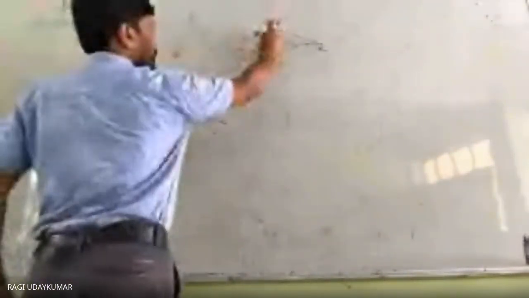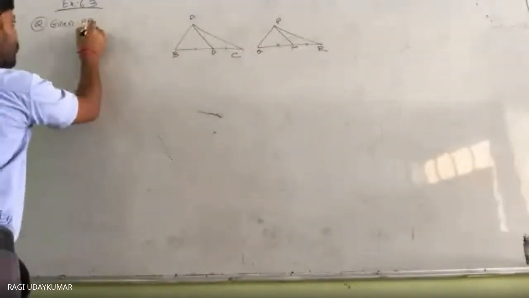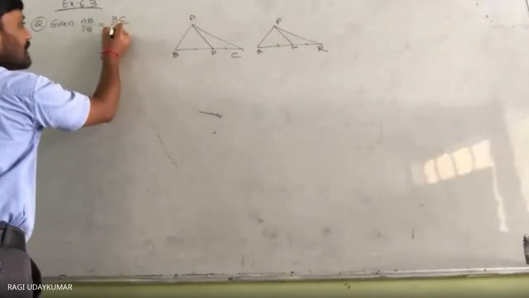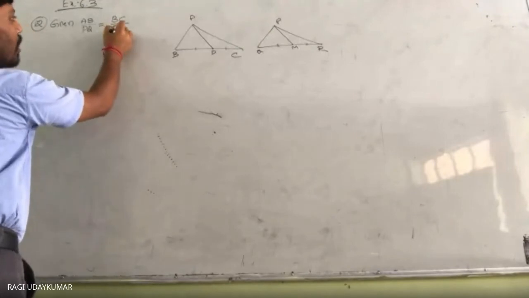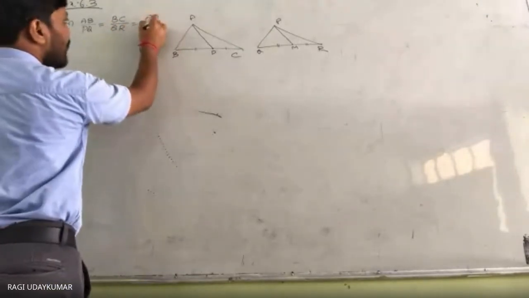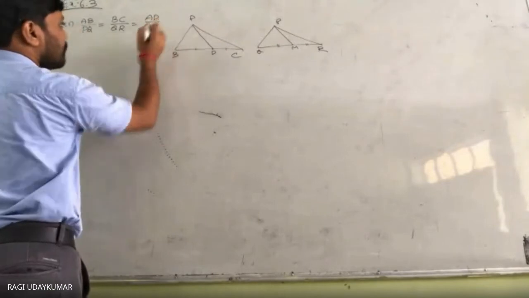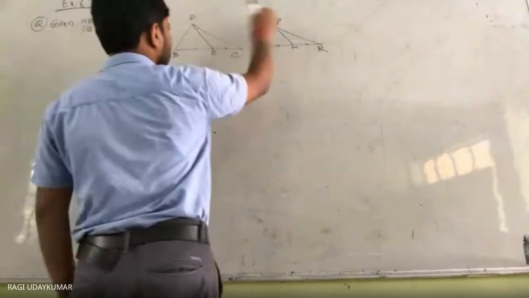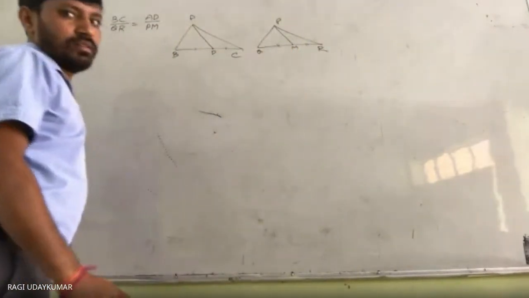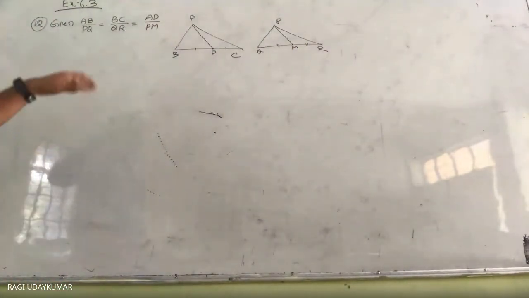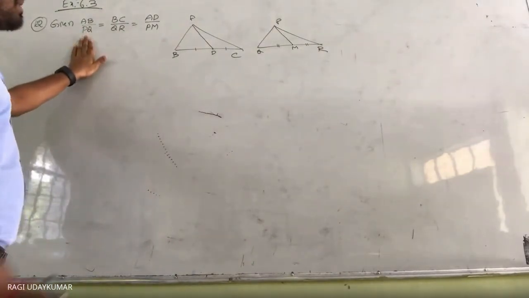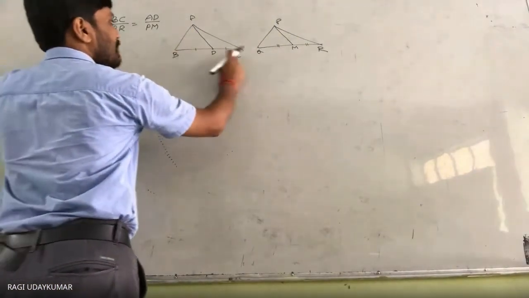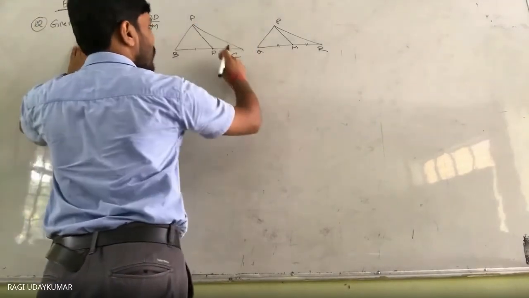Okay, wait. Sorry. So what is given here? These sides are proportional. Here it is given AB by PQ is equal to BC by QR is equal to AD by PM. These are the things given to us, and we are asked to prove that these two triangles are similar. So whenever it is given that AB by PQ, BC by QR is equal to AD by PM.